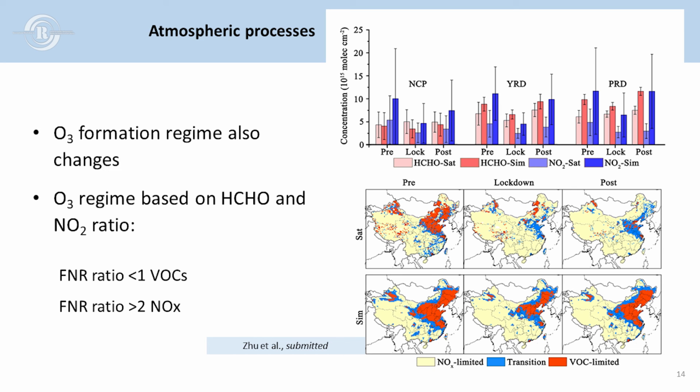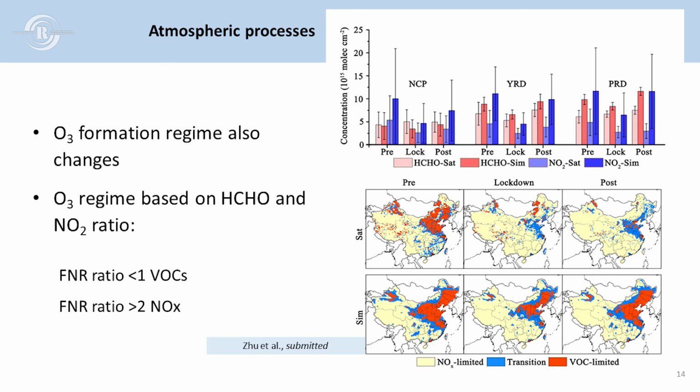In addition to that, another atmospheric process change is the ozone formation regimes. Ozone formation is limited by either VOC or NOx or both in the atmosphere. During the COVID-19 period, the ozone regime has been changed. We have looked at our model simulation and the satellite data to look at formaldehyde to NO2 ratios, and use this as the indicator. When this ratio is less than 1, we assume it's VOC limited. When this ratio is larger than 2, it's NOx limited.